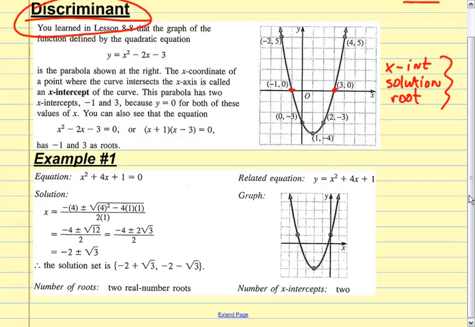This parabola has 2 x-intercepts, -1 and 3, because y equals 0 for both of these values of x. You can also see that the equation x squared minus 2x minus 3 equals 0 can be factored into x plus 1 times x minus 3 equals 0. And x equals -1, that's what makes the first one 0. And 3, that's what makes the second one 0. Beautiful. We know this.